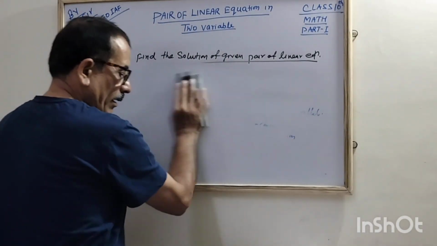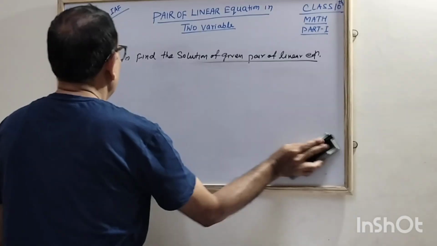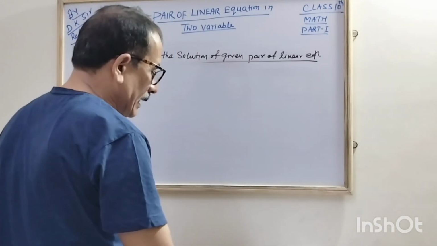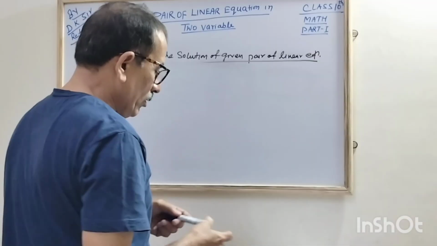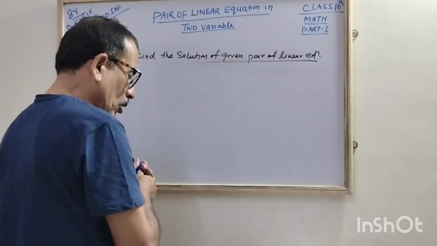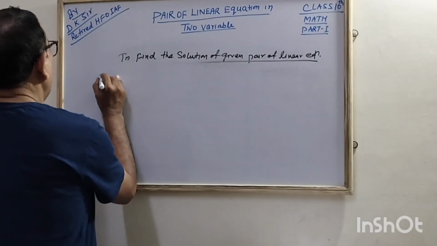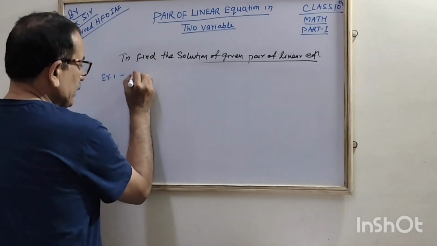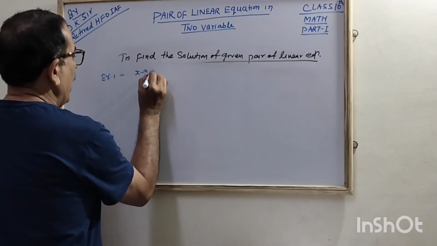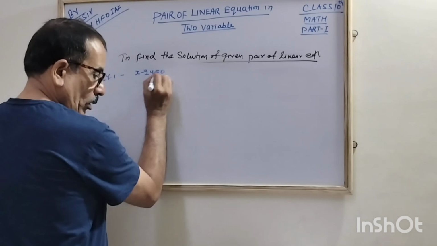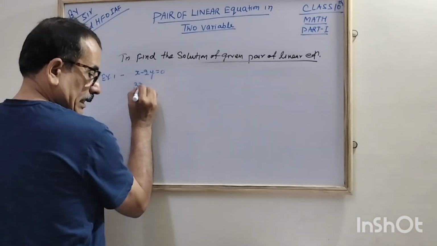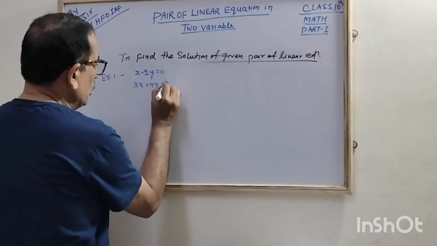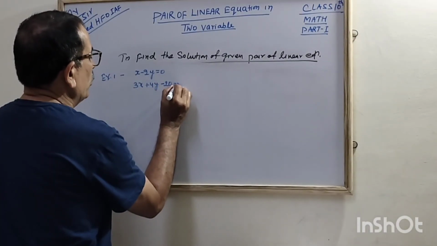We will see a few examples of how to find out whether a pair of equations is consistent, that is, whether it will give a value of x and y or not. Example number 1. We have two equations: x minus 2y is equal to 0, and 3x plus 4y minus 20 is equal to 0, correct?